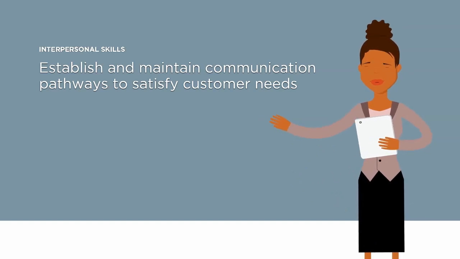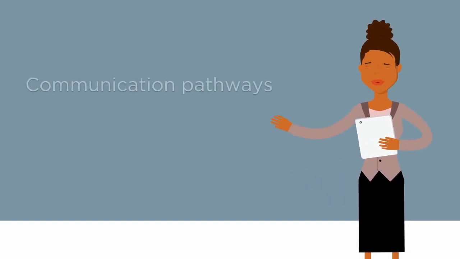Let's start by understanding some key terms. Communication pathways. Communication pathways refer to established connections between two endpoints. In our context, these are the channels through which information flows in an organization.